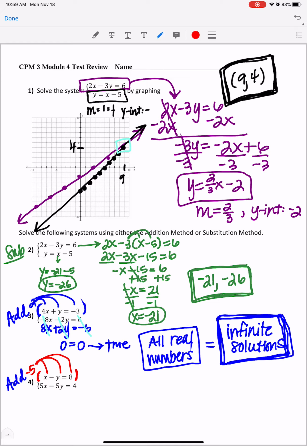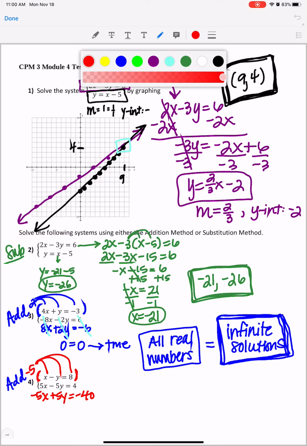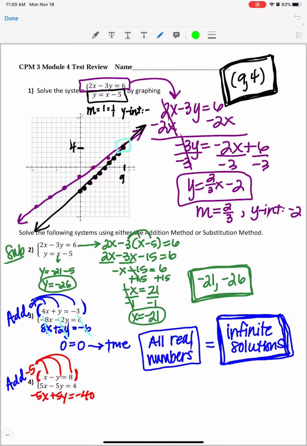So negative 5 times x is negative 5x. Negative 5 times a negative y is a positive 5y. And negative 5 times a negative 8 is a negative 40. So almost the same thing happens. I've got a positive 5 and a negative 5, so those cancel. I've got a negative 5 and a positive y, those cancel. So I have 0 on this side, but these do not cancel.